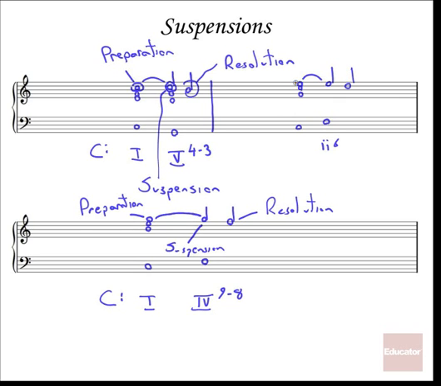So what happens is the E now is the preparation. And it's being suspended over an F, so it's a 7. And then it goes down to a D, which makes the 6th. So again, here is the suspension. And the D is, of course, the resolution.